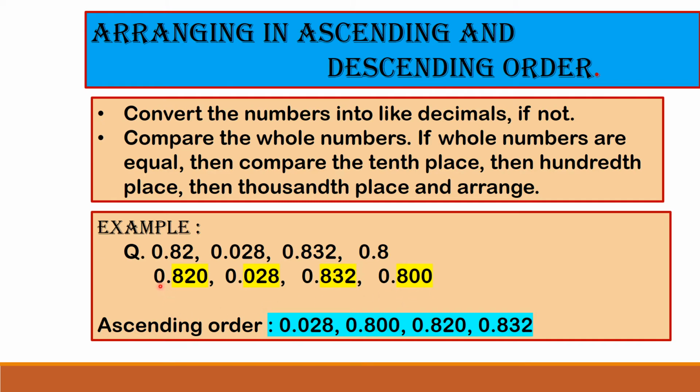Now what is left? 0.820 and 0.832. Now you can see here 0.82 is smaller than 0.83. So you will write the next number as 0.820 and the last number left is 0.832. So you have arranged this into ascending order. Now in the answer, you can write the numbers in original form. So if you write it in original form, it will be 0.028, then 0.8, and then 0.82, and the last number is 0.832.